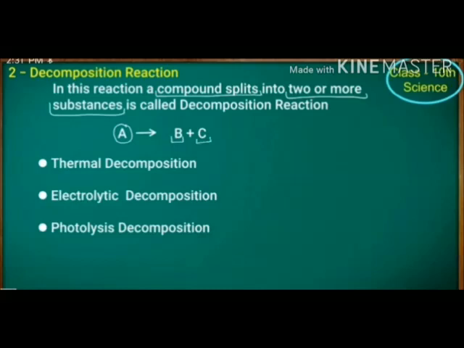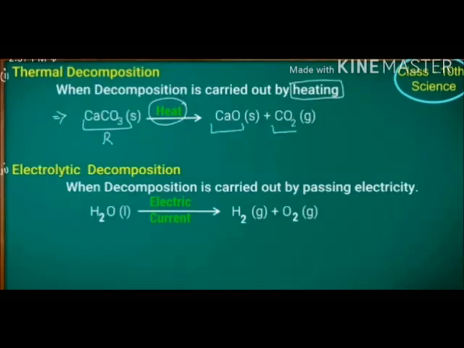Thermal decomposition. Thermal means it happens with temperature, heat. Electrolytic means electricity is present. Photolysis means in the sunlight. Photo means light. In the presence of sunlight, the decomposition reaction is carried out. Therefore, it is known as photolysis decomposition reaction. In these, a single product will break down into two or more products. You will see in the next slide how it is happening. Very important topic of this chapter.